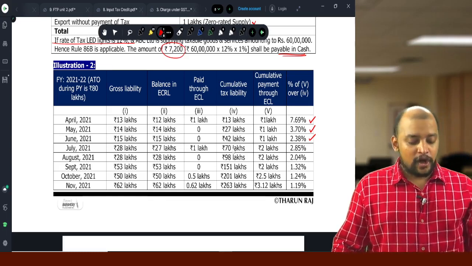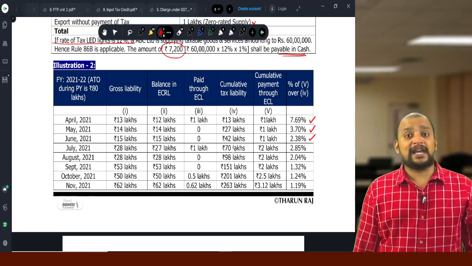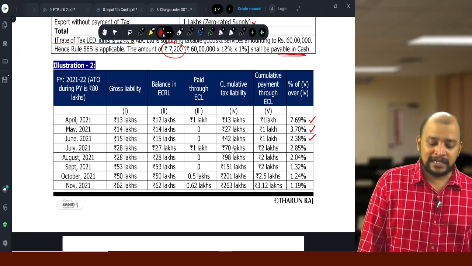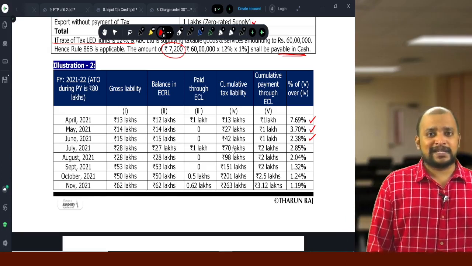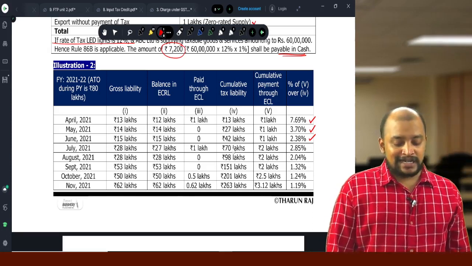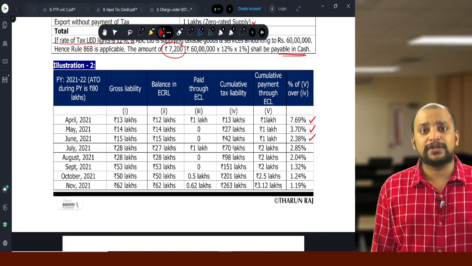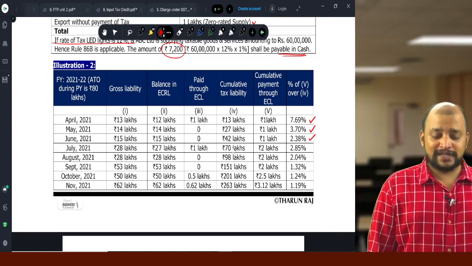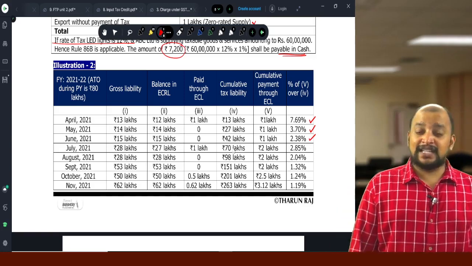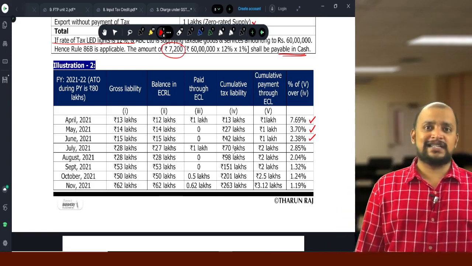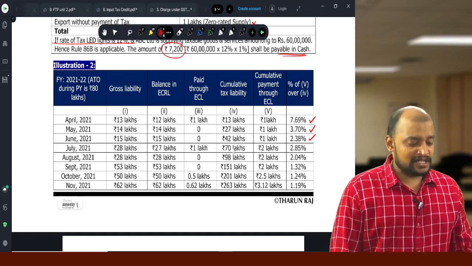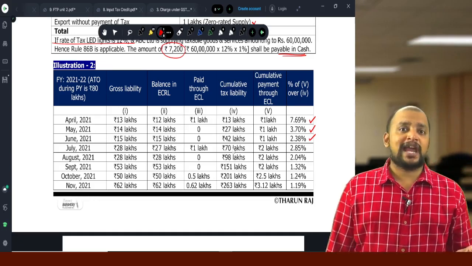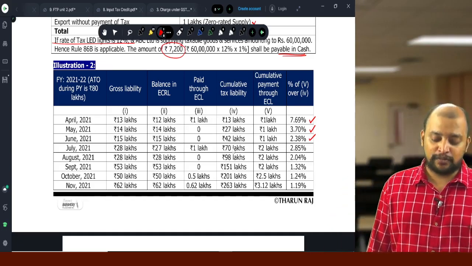Okay. Then August, 28 lakhs, we have enough balance in the credit ledger. Suppose you are using the entire 28 lakhs for payment of the liability, then what is the cumulative percentage? Total cumulative is 98. Total payment through cash ledger 2, so 2 divided by 98 is 2.04. So still 1% achieved. Then September, 53 lakhs is our liability and 53 lakhs credit is there. If we use the entire 53 lakhs, what is our total gross liability so far? 151. And how much is paid through cash ledger so far? 2 divided by 151, more than 1%.